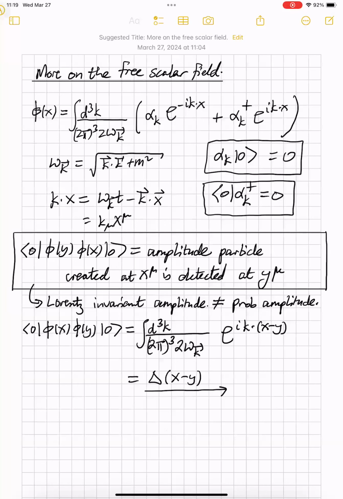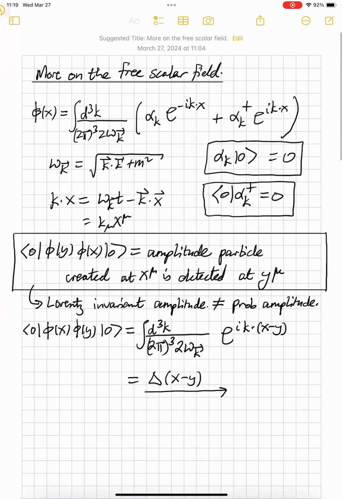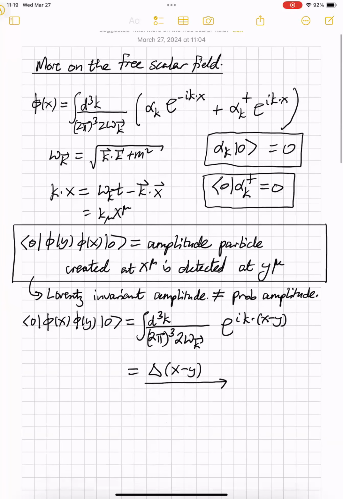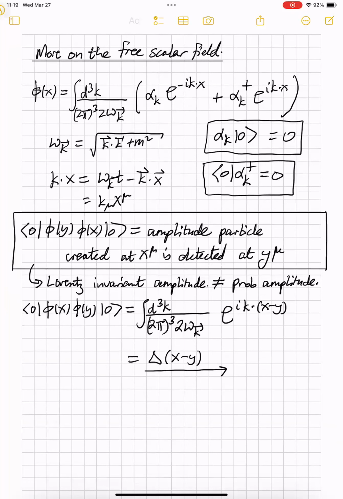So we've gotten our answer, and it's equal to delta of x minus y. And if you remember, we studied this function a few videos ago. And one of the things that I demonstrated to you about this function is that it is in fact Lorentz invariant.